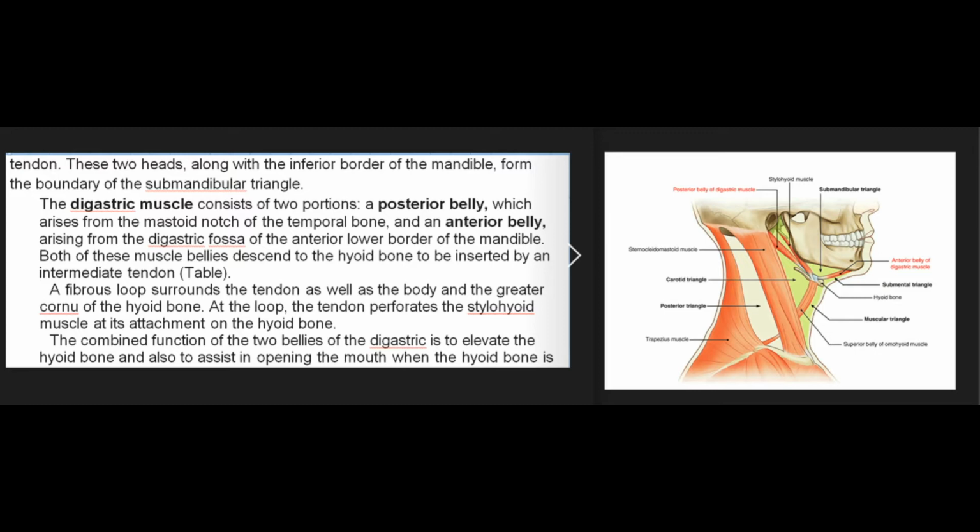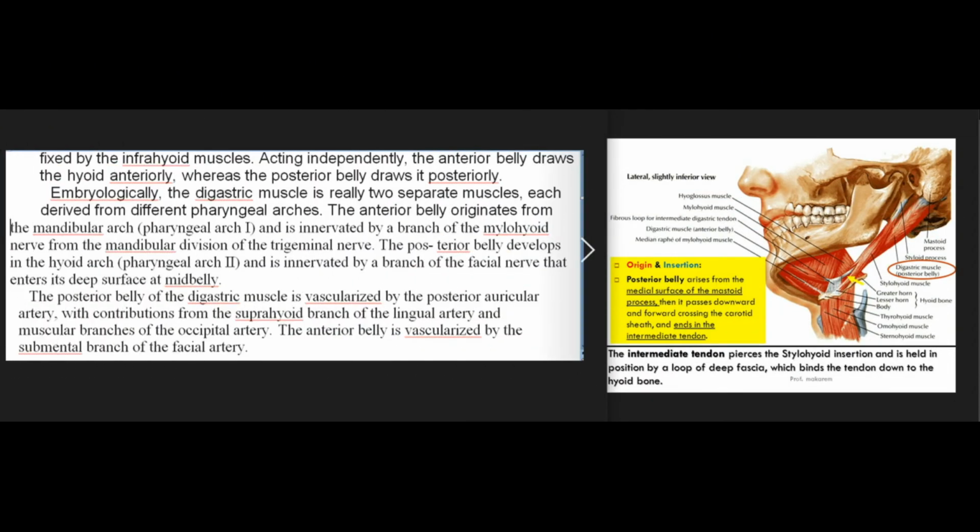The combined function of the two bellies of the digastric is to elevate the hyoid bone and also to assist in opening the mouth when the hyoid bone is fixed by the infrahyoid muscles. Acting independently, the anterior belly draws the hyoid anteriorly, whereas the posterior belly draws it posteriorly. Embryologically, the digastric muscle is really two separate muscles, each derived from different pharyngeal arches.